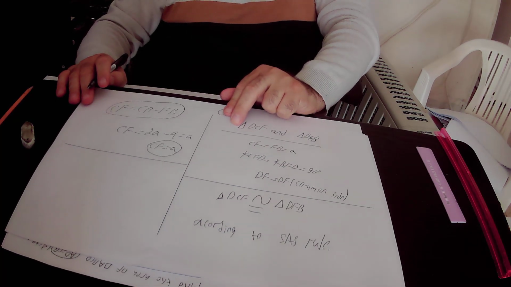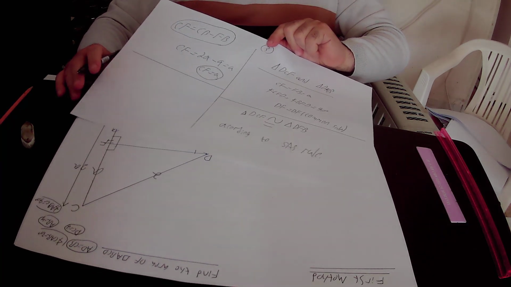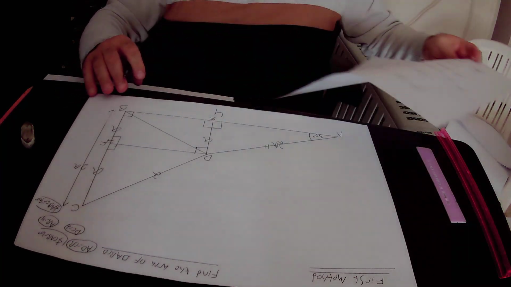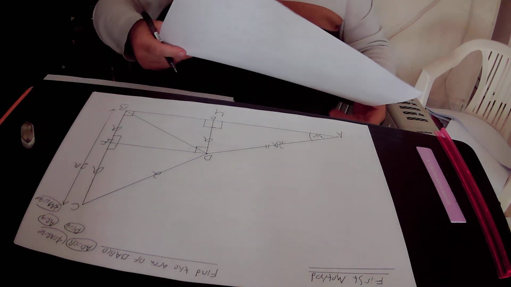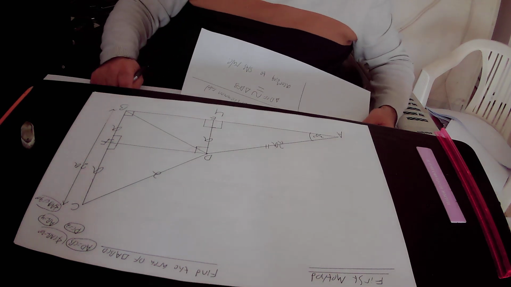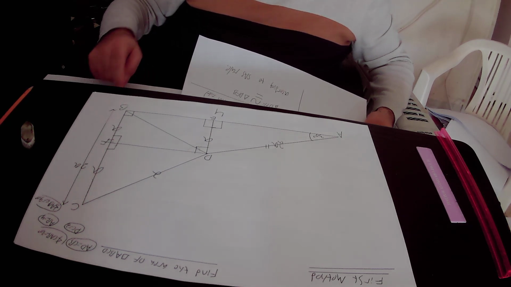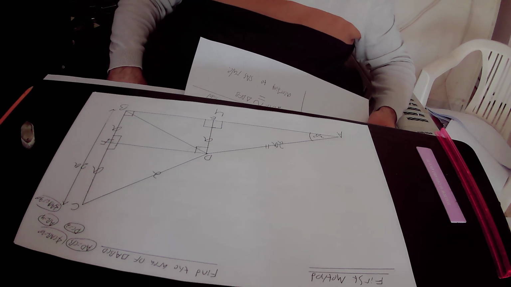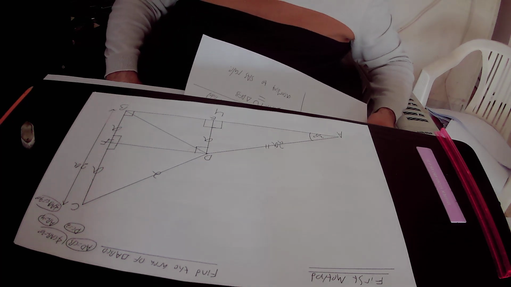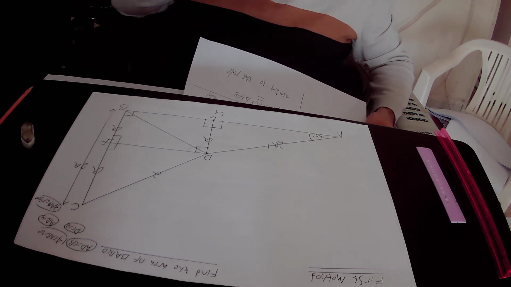So what is the side angle side rule? The side angle side rule is that if you have a triangle that has two sides and the angle between them congruent to two sides and the angle between them in the other triangle, then those two triangles are congruent to each other according to the side angle side rule.